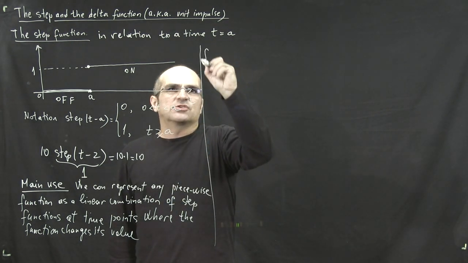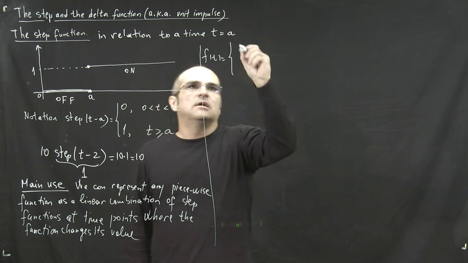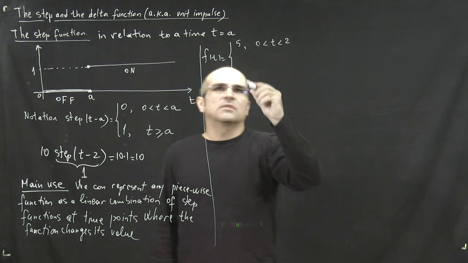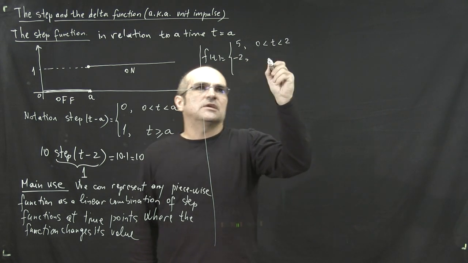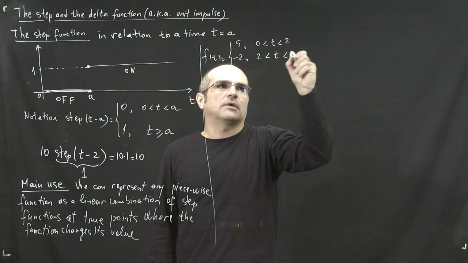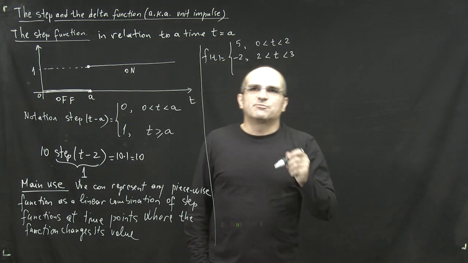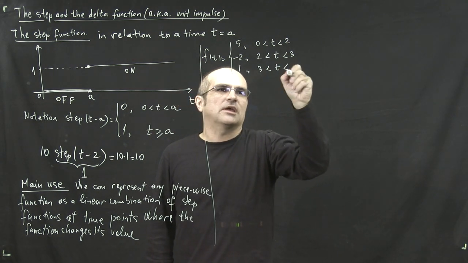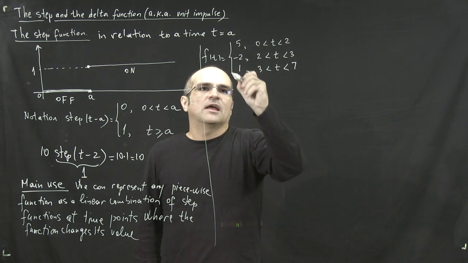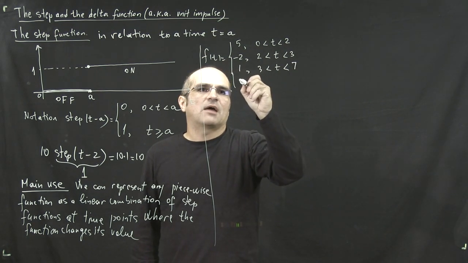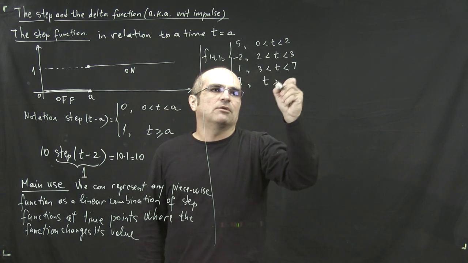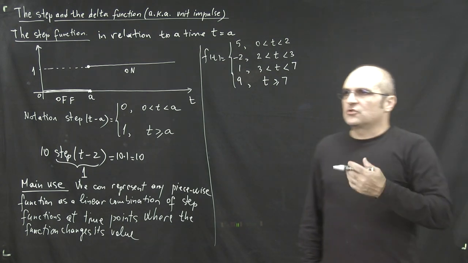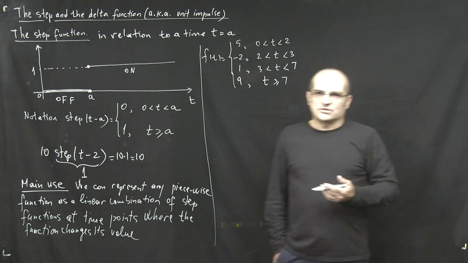So suppose I have a function that is equal to, let's say, 5 if t is between 0 and 2. Then it's minus 2 if t is between 2 and 3. And let's put another value. Let's say 1 if t is between 3 and, let's say, 7. And then finally, let's say I want it to be 9 if t is greater than or equal to 7. So you look at the domain and you want the function to return various values for various time intervals.